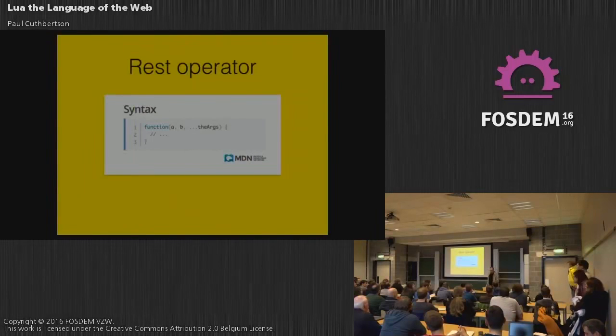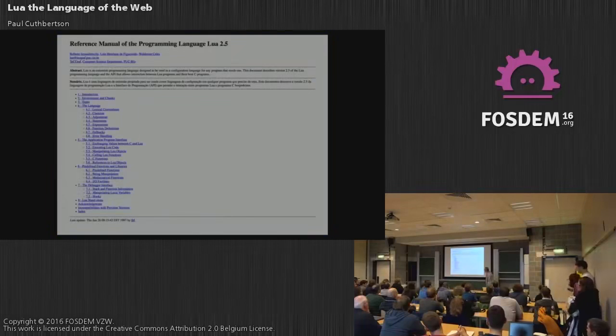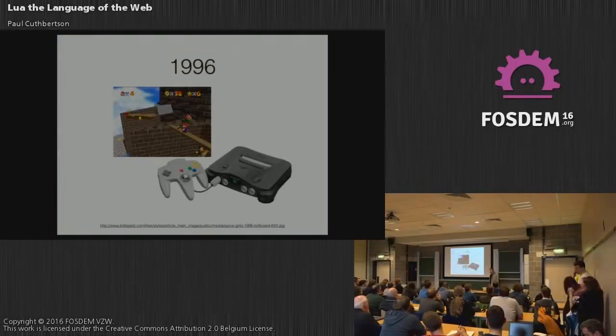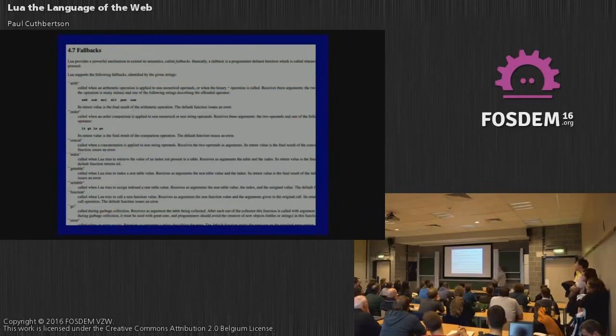So other features, there's the rest operator in ES6, which obviously is varargs. That was released with 2.5 in 1996 when we were playing Mario 64. Other features are proxies, where you can define an object with certain properties and handler functions, then apply that object to another and hook into the events on that object, very much like metatables, or fallbacks as they were called when they were first introduced in 2.1.